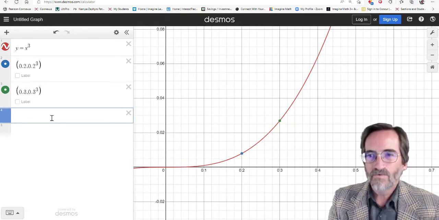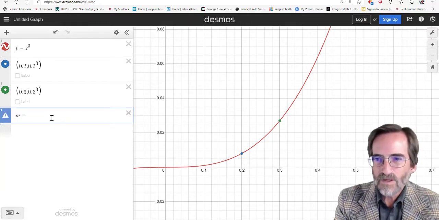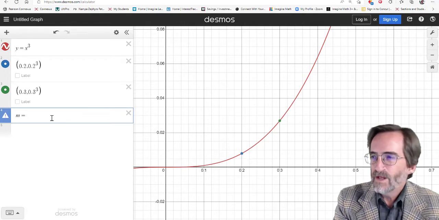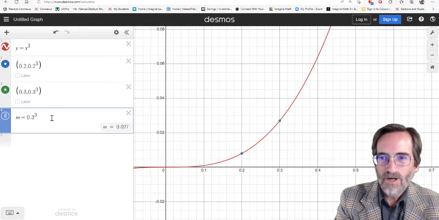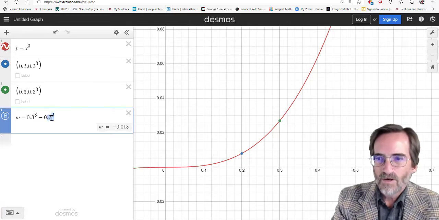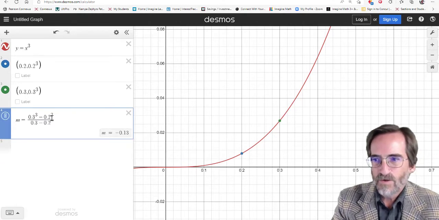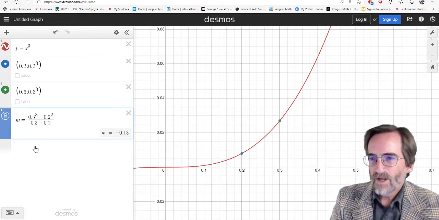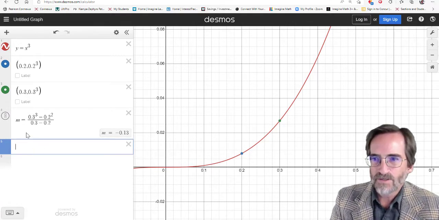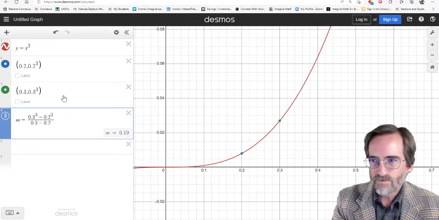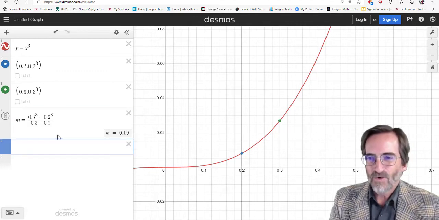And I'm going to find the slope of that line. I'm going to do m equals here for slope. M equals the change in y, 0.3 cubed, minus 0.2 cubed, all over 0.3 minus 0.2. Okay, and there's our slope. And I can verify that that's the correct slope. Oh, 0.2 cubed. I was trying to figure out why it was negative, because it shouldn't be negative. All right, so there we go. I had a squared instead of a cube.